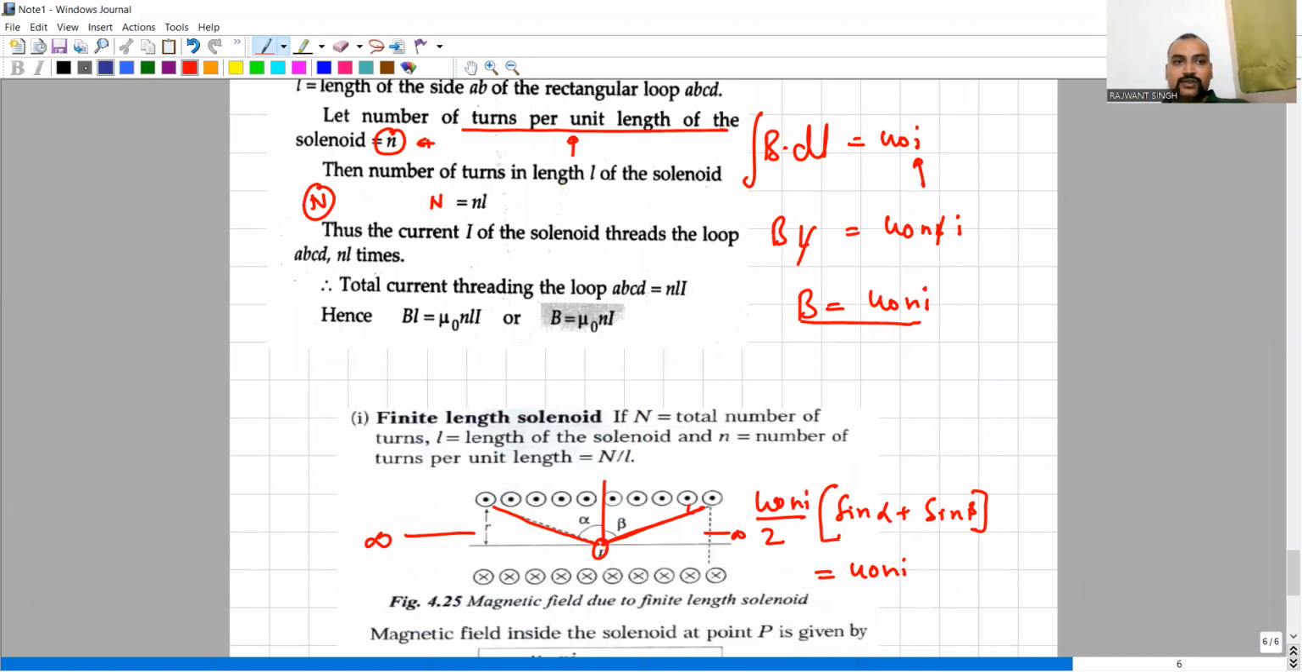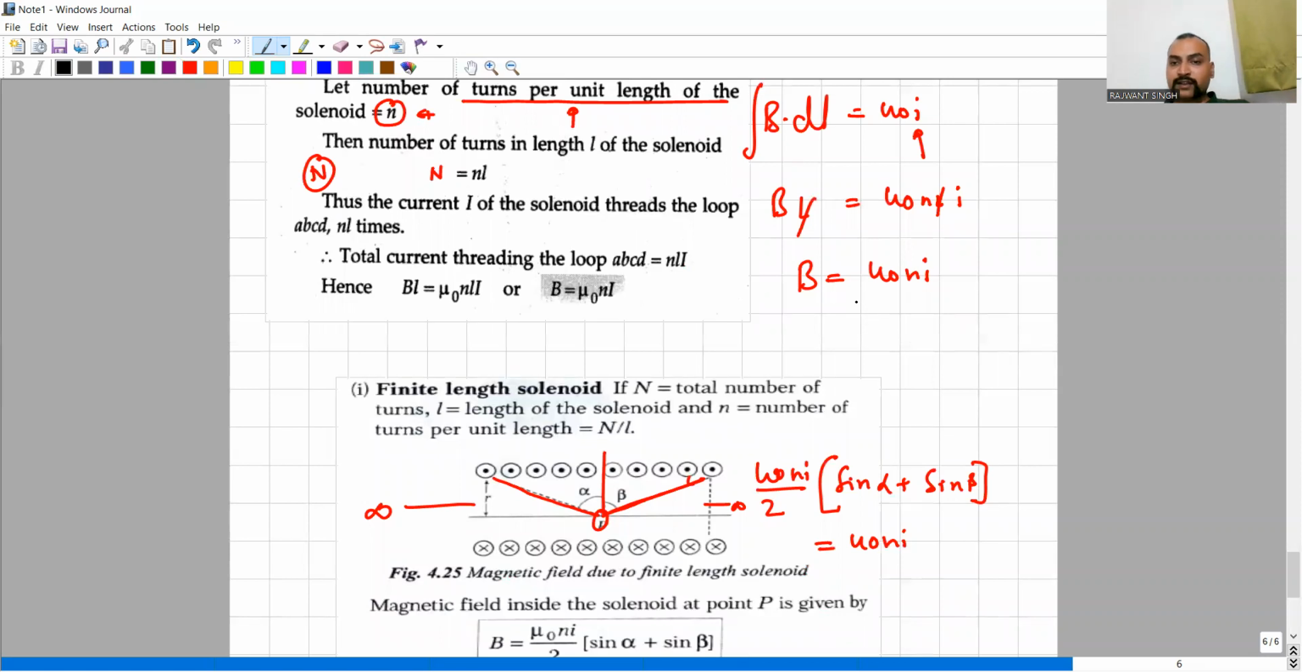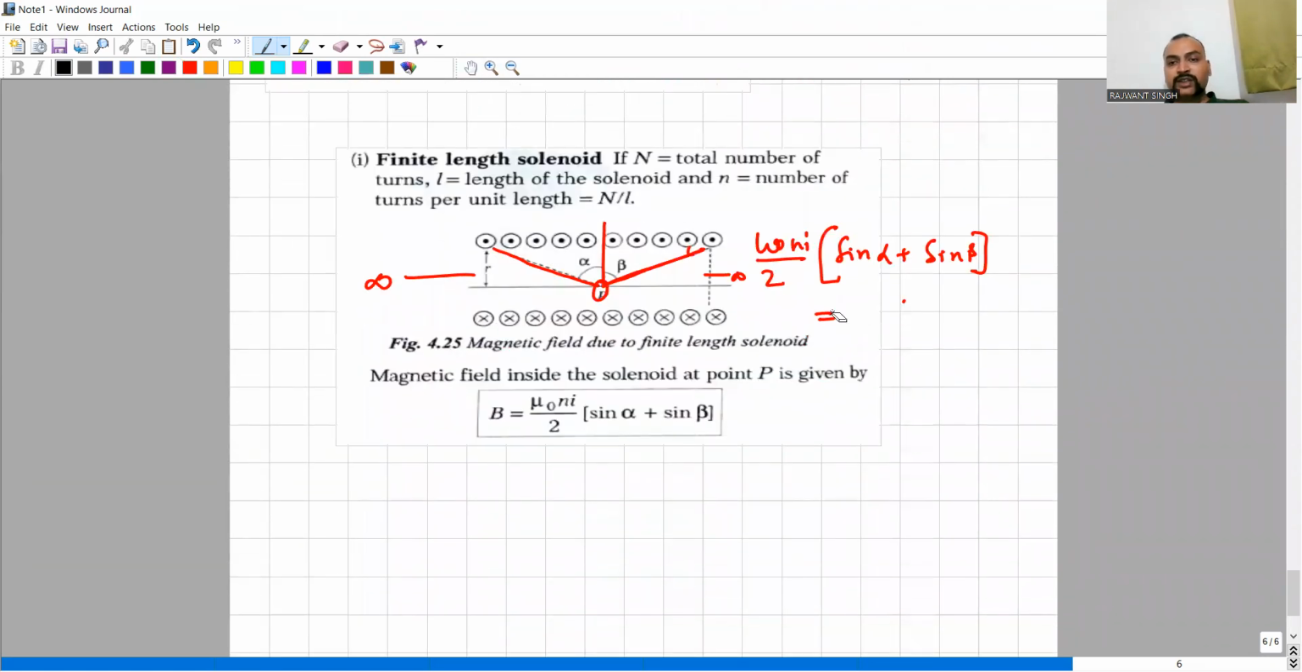As I told you, this particular derivation is only for the board and PU level, because this derivation only derives the expression at the center of the solenoid, considering it's a very long solenoid. Only at the center of the solenoid is this magnetic field valid. This mu naught n i is valid only there. But at any other point inside the solenoid, this magnetic field is not there. The magnetic field you need to calculate by using this particular formula.